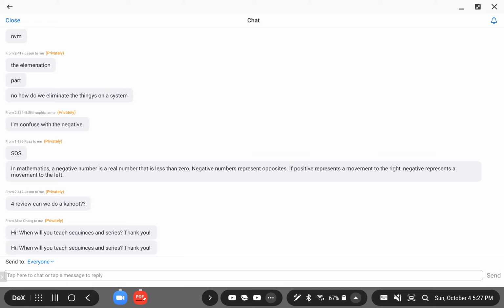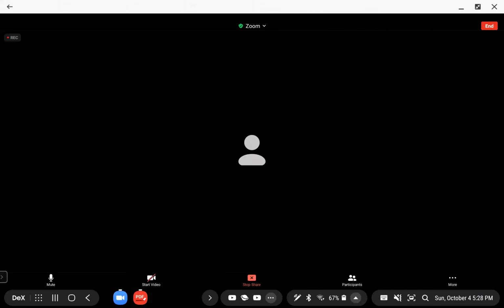Okay, very good, Reza. A negative number is a real number that is less than 0. Yes, negative numbers represent opposites. So if you add opposites, right, they cancel. When you add opposites, they will cancel.